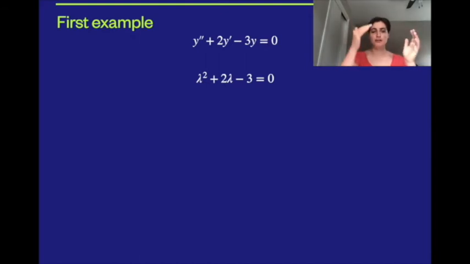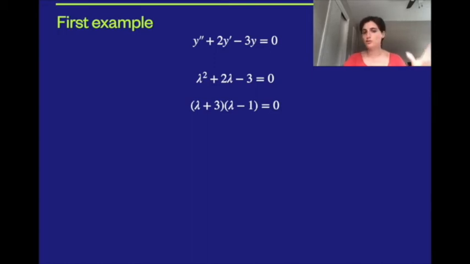I'm just replacing y with lambda and derivatives of y with powers of lambda. That means that the third term, minus 3y, gets replaced by minus 3, without a lambda, because there is no derivative of y, that means that there should be lambda to the power 0. This lambda squared plus 2 lambda minus 3 is a second order equation that we can solve by hand. You can use whichever method you want.